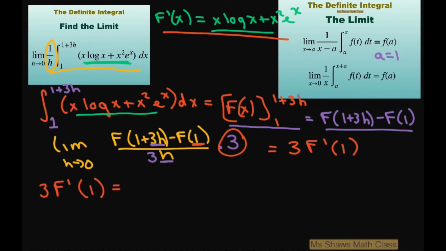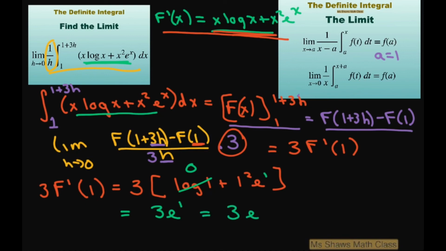So we go back to our f prime of x here. This is going to equal 3 times, and then you substitute in 1 for your x. So that's going to be log of 1 plus 1 squared times e to the power of 1. This is 0, so you're going to get 3e. My x was a 1, I should have put a 1 here. So the answer is going to be 3e to the power of 1, or 3e. And that's the simplest way to do that one.